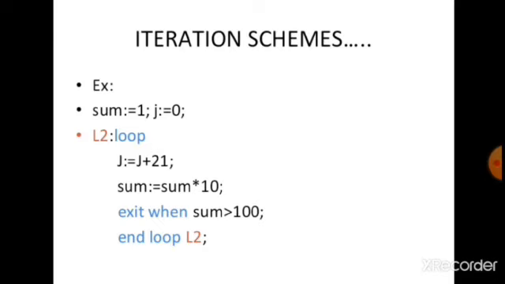Then what happens? Once again it executes the body of the loop. When it executes the body of the loop, now your sum is equal to 100 into 10, that is 1000. Now sum, that is 1000, is greater than 100. Your condition is true. When the condition is true, the body of the loop is not going to execute again. It goes to the end of the loop L2. So it exits the L2 loop.